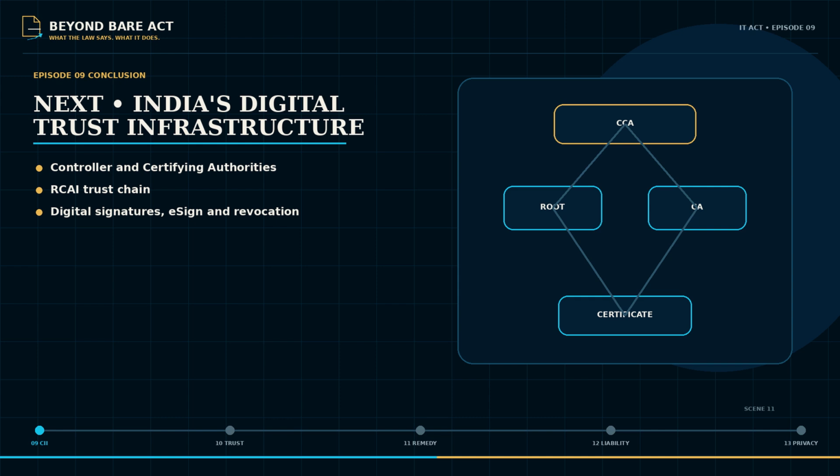Riya's fictional case closes with the account contained, the evidence preserved and the protected boundary checked from official material. No real person is accused. In episode 10, we move from protecting critical systems to trusting electronic transactions. The controller of certifying authorities, India's root trust chain, digital signature certificates, e-sign, revocation, and the difference between a valid signature and a true statement.